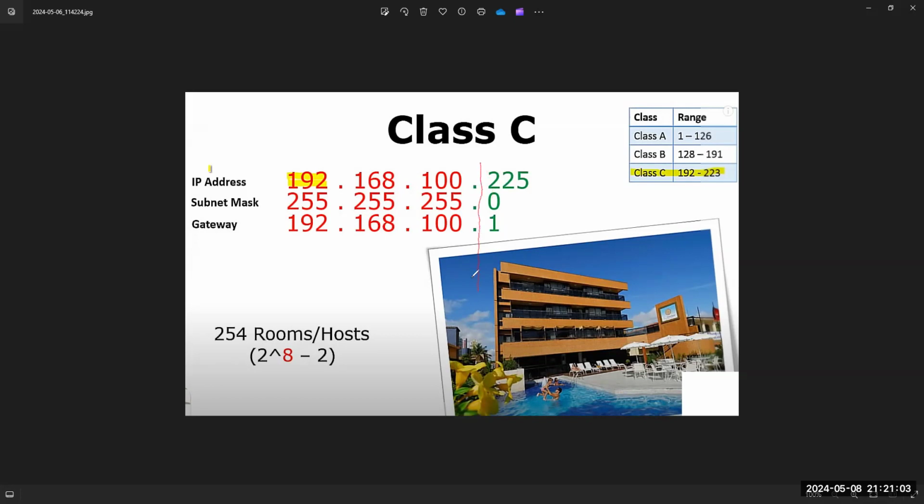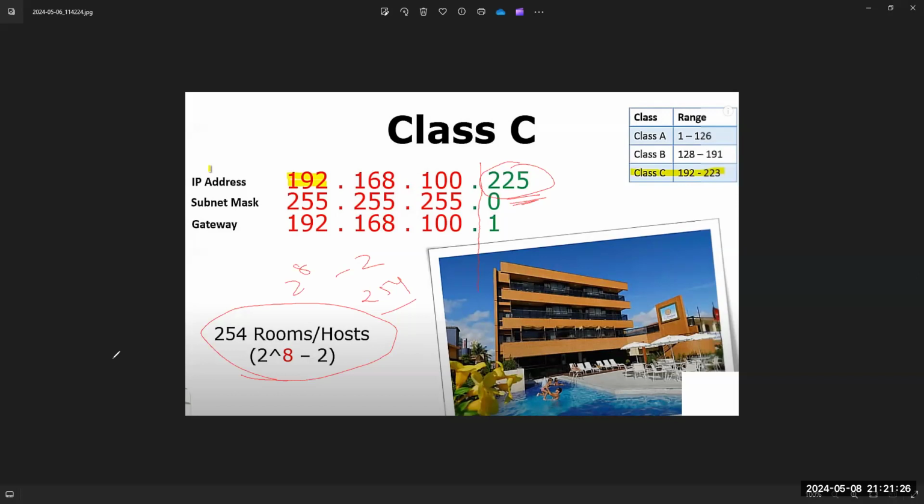In host address. Why? Because we need to find out the hosts. So if the number of host bits over here is 8, then this will be 2 raised to 8 minus 2, which is 254. So 254 hosts can be created. Clear? I think this is now clear, right?